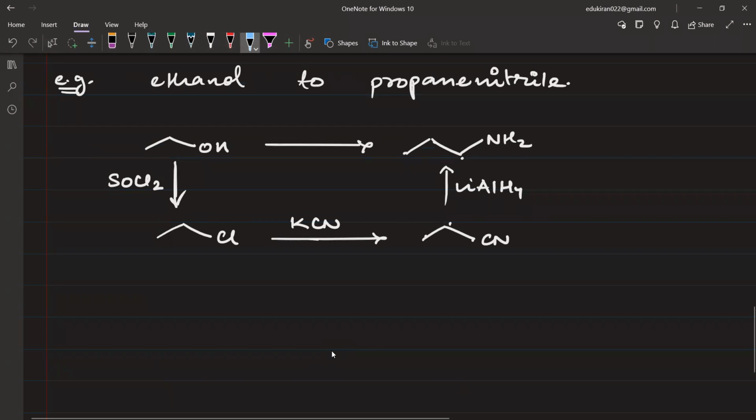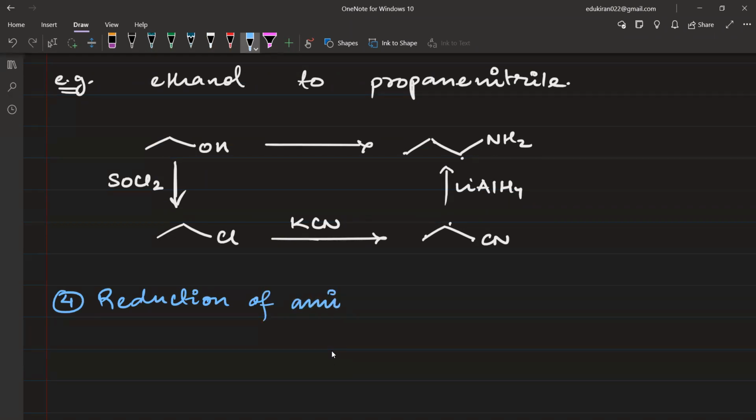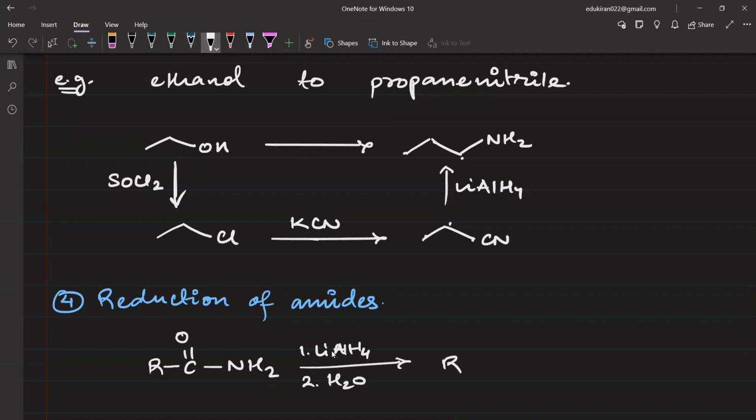The fourth one is reduction of amides. Now, what is the structure of amide? R C double bond O, NH2. You will add here the lithium aluminium hydride in the first step. In the second step, hydrolysis, and you will get R CH2 NH2. Okay, you will get R CH2 NH2.